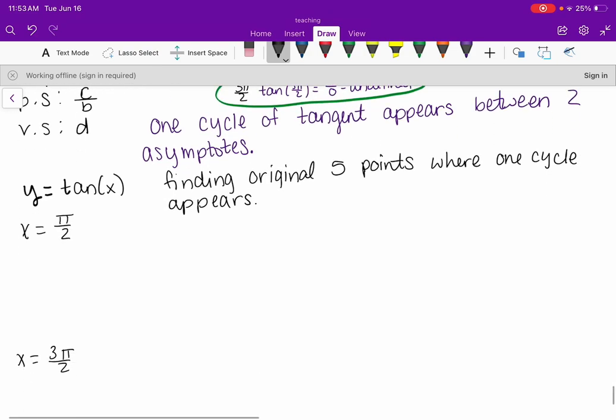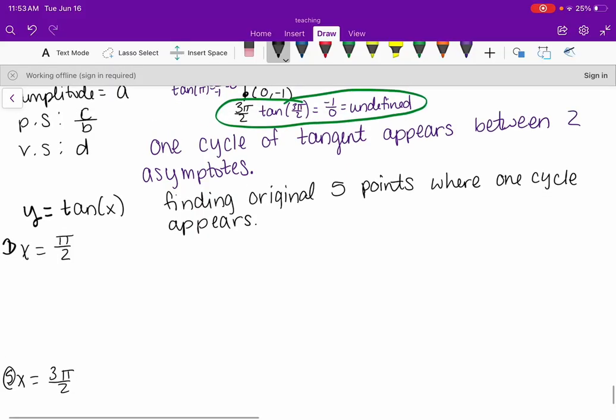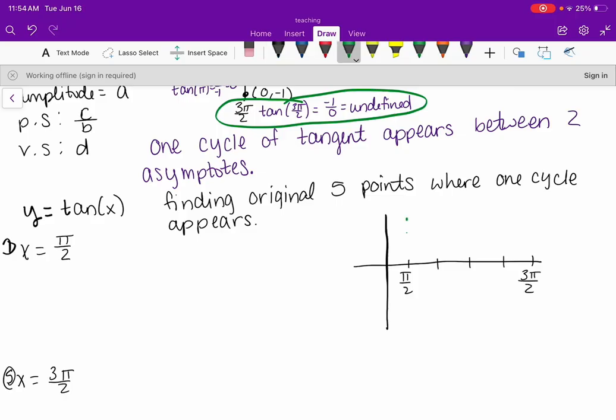Directly between these, I still want to find 5 points. But these are going to be my first and my last. Again, because those are where the asymptotes are. So what we're going to see for my graph is that pi over 2 and 3 pi over 2, I have asymptotes. Now I want to find the values in between.